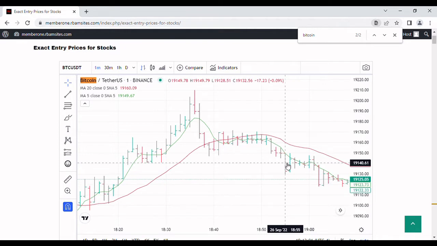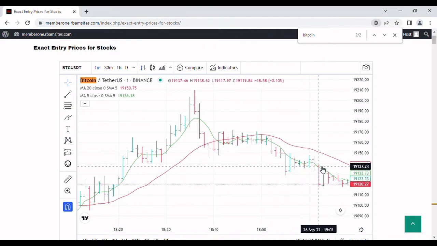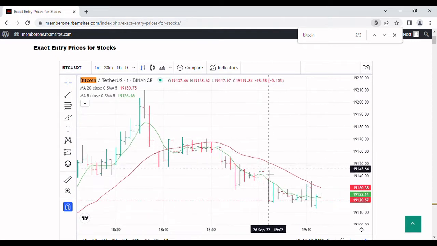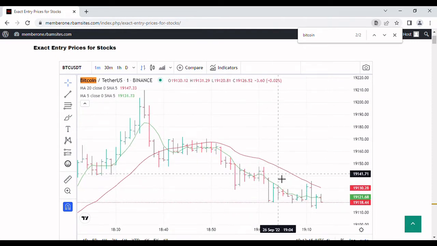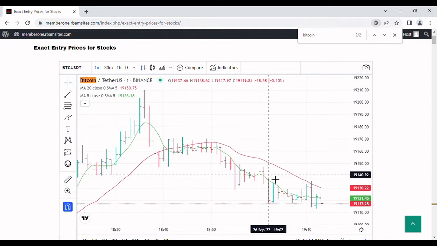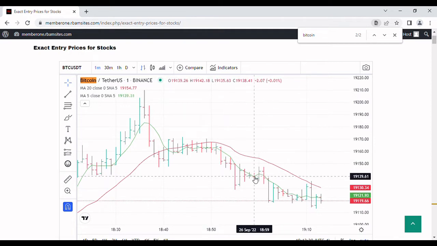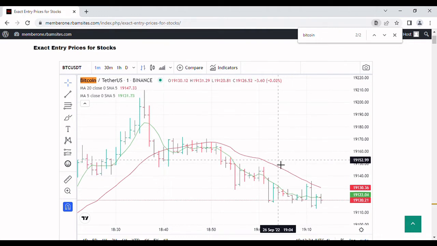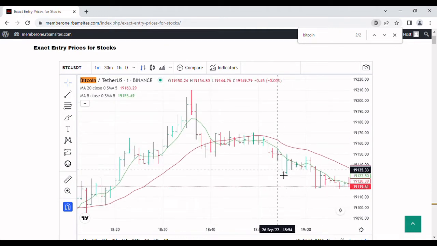We could have got out of this bar right here at 19,149, picked up a few points. You could have kept it going down here and got out at 19,138. Remember, we're short, so the lower the price we cover, the better we are. So we could have probably gotten out here anywhere in this range, 152 to 138. What is that? 15 ticks on Bitcoin.